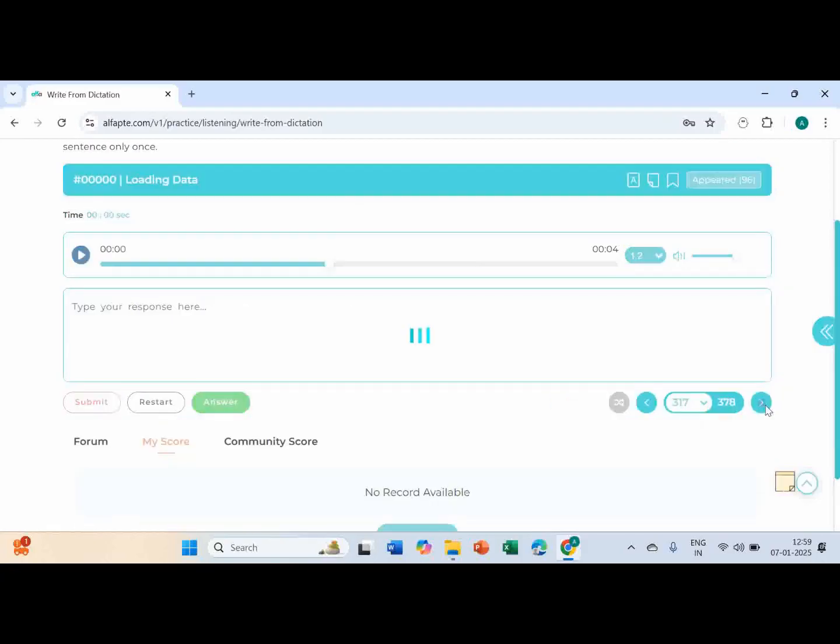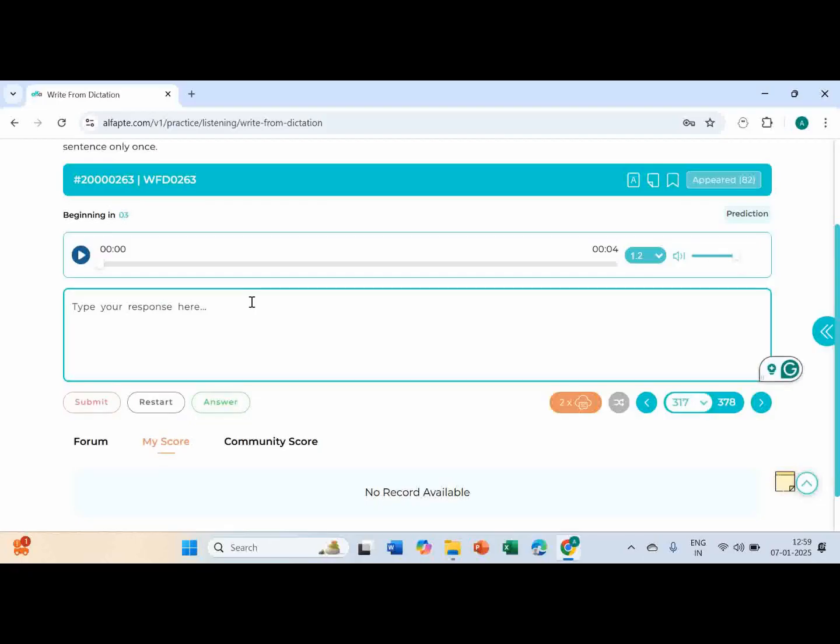Next one. The summer course was cancelled due to insufficient enrollments. The summer course, it was course, was cancelled due to insufficient enrollments.